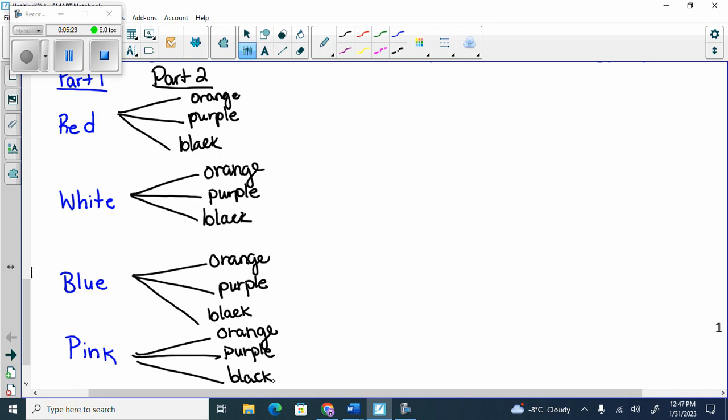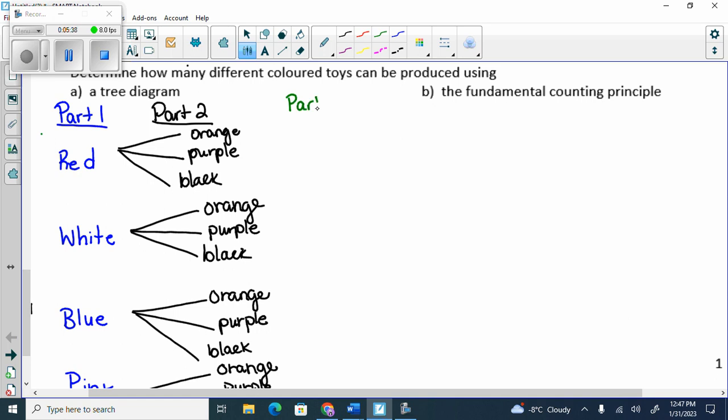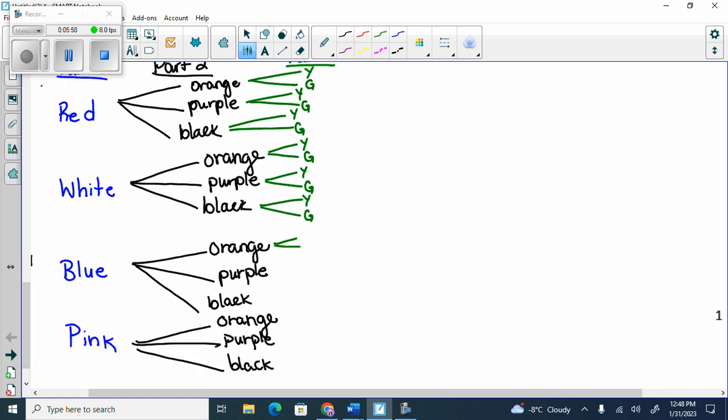So that's part 2. We don't stop there. We don't have 12 toys. We have more, because each one can be yellow or green, I believe. Yeah. So we have part 3. And off each of these, we'll have a yellow or green, which I'm just going to write as a Y and a G because I'm lazy.